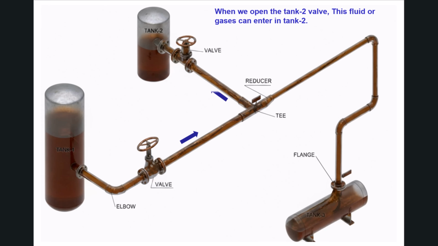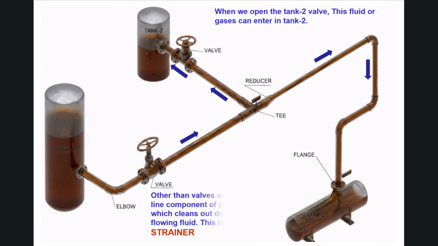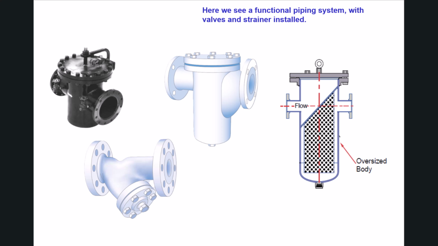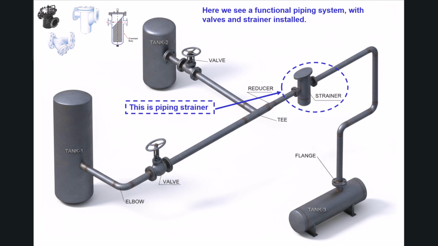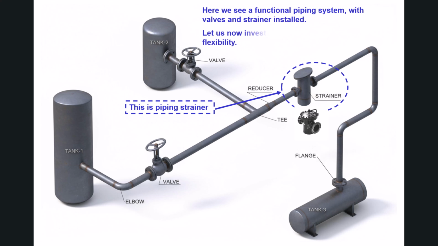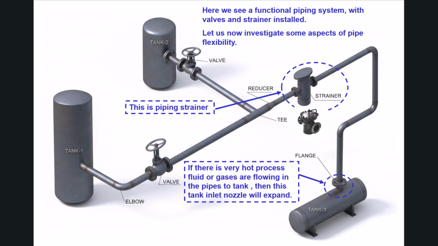Other than valves, another important line component of a pipeline is a filter, which cleans out debris from the flowing fluid. This is called a strainer. Here we see a functional piping system with valves and strainer installed. This is a piping strainer. Let us now investigate some aspects of pipe flexibility.